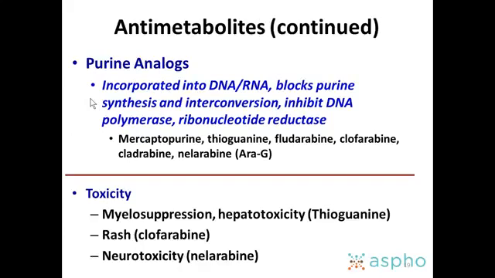And then there are the purine analogs, which are also incorporated into DNA and RNA. They block purine synthesis and interconversion, and inhibit DNA polymerase and ribonucleotide reductase. Examples are mercaptopurine, thioguanine, fludarabine, clofarabine, cladribine, and nelarabine, which is also called ARA-G. Their main toxicity is myelosuppression, and in the case of thioguanine, it can also cause a hepatopathy or a sinusoidal obstruction syndrome-like picture.